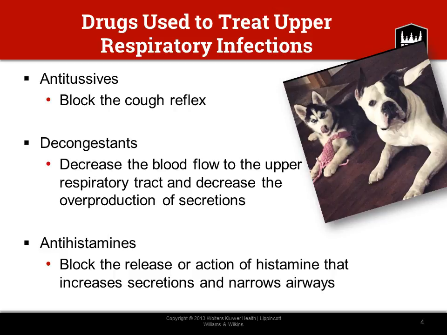We're going to discuss 5 classes of drugs in this section. The first one are our antitussives. These block the cough reflex. Next is going to be our decongestants, which decrease the blood flow to our upper respiratory tract to decrease the overproduction of secretions, again providing symptomatic relief. It's not fixing the problem, but it is helping to alleviate the symptoms. Next we have our antihistamines, which block the release or the action of histamine that increases the secretions and causes inflammation or narrowing of the airways.